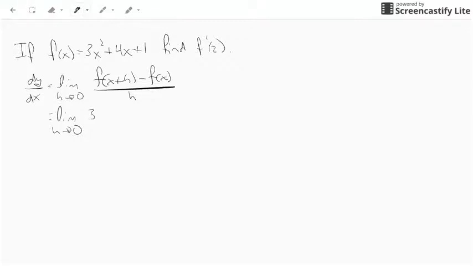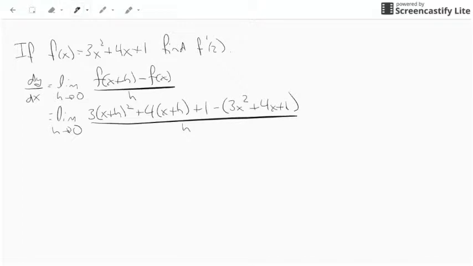So this is going to be 3, but this time it'll be x plus h squared plus 4 times x plus h plus 1. Now those three terms there, that is just the f of x plus h. Now I'm going to subtract from that, I'm going to put this in parentheses, f of x, which is 3x squared plus 4x plus 1. This will all be over h.